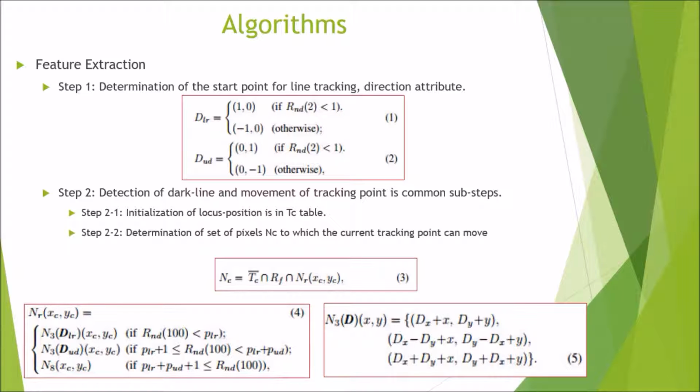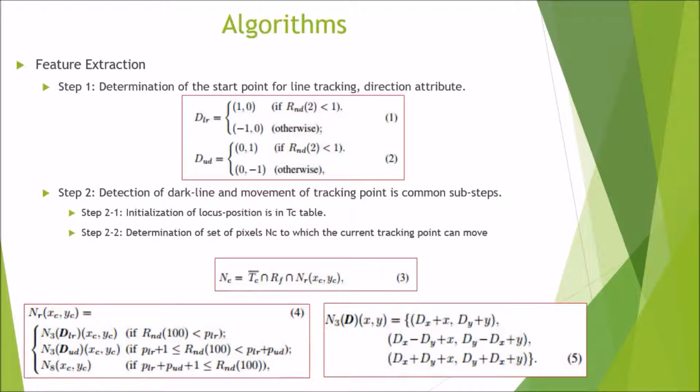The steps are as given below. The starting point for line tracking is (XS, YS), a pair of uniform random numbers selected from RF. That is, the initial value of the current tracking point (XC, YC) is (XS, YS). After that, the moving direction attributes DIR and DUD are determined. DIR and DUD are the parameters that prevent the tracking point from following a path with excessive curvature. These two can be determined as follows.